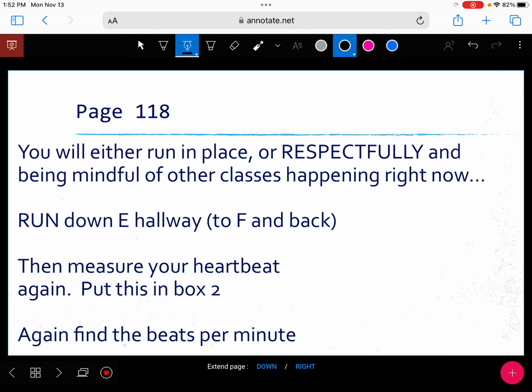Anybody want to run? I'll do it. Just see if you get an active heart rate, or you can stay here and do this, or hold your breath, because that will also put your heart rate up. If you hold your breath as long as you can, like until you're about to pass out. F hall, that way. To the wall and back.